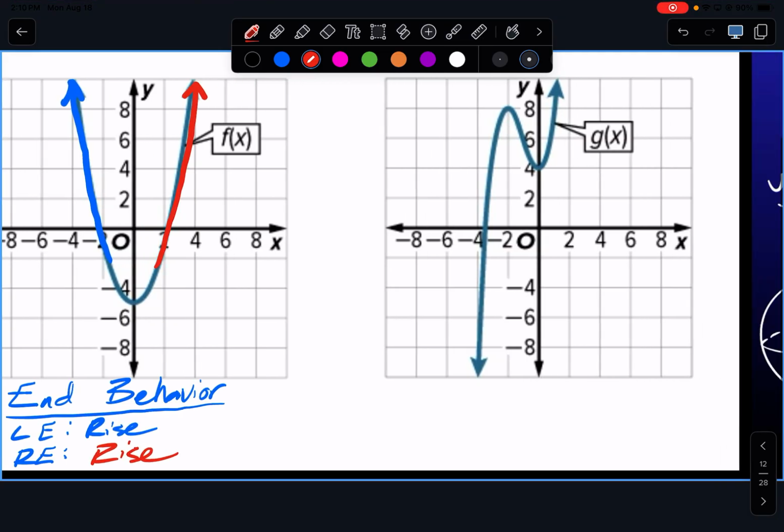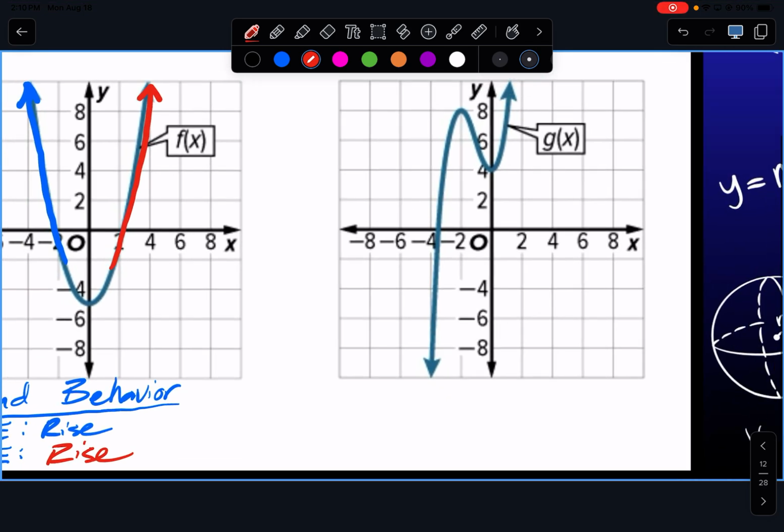We're going to do the same thing for the other graph you drew, the squiggly one. Left end, right end. What's the left end doing on that one? We're going to use the words rise and fall. So the left end is fall, and the right end is rise. We're just describing what the end of that line is doing.